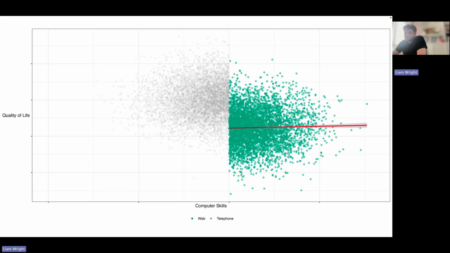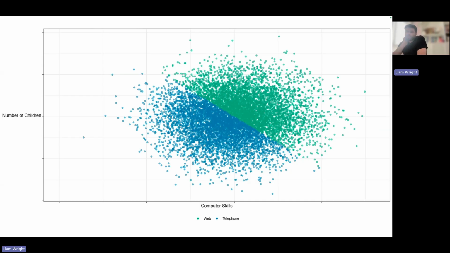So at this point, you might think, well, why don't we just condition on mode, look at data from one mode rather than both modes? But if you have mode selection on two variables, then this can also create bias. Conditioning on mode can create bias. So here we have a scatter plot for computer skills and number of children. If you have a high number of children, then you might be more willing to use the web mode because it's more convenient. And if you have high computer skills, you might be more likely to use web rather than telephone. If we run the regression line through all of the data points, because these are only subject to mode selection and not mode effects, you find no association whatsoever.